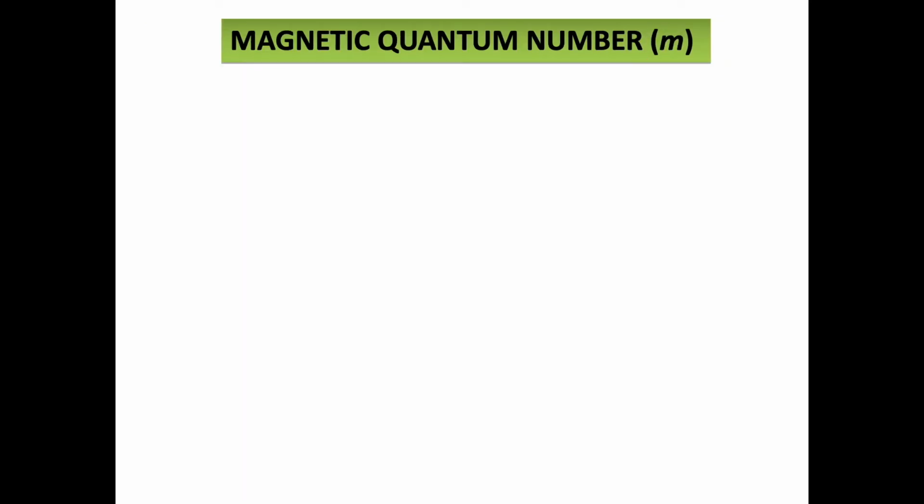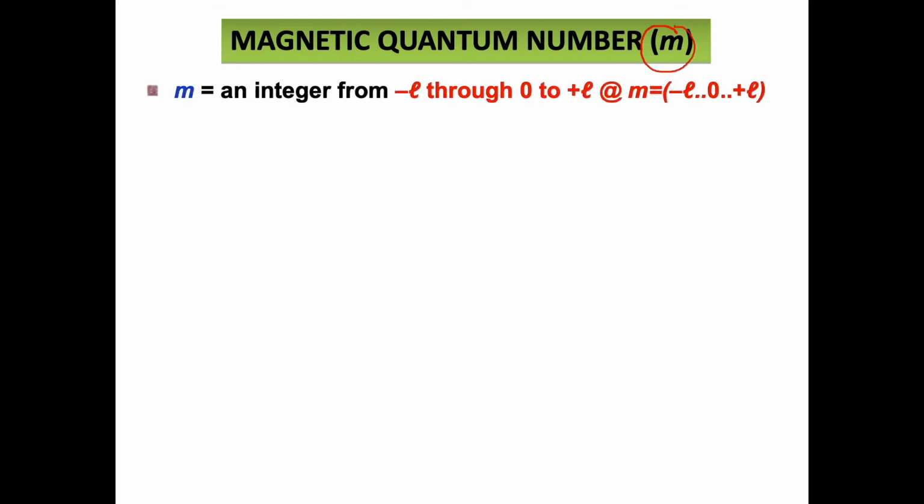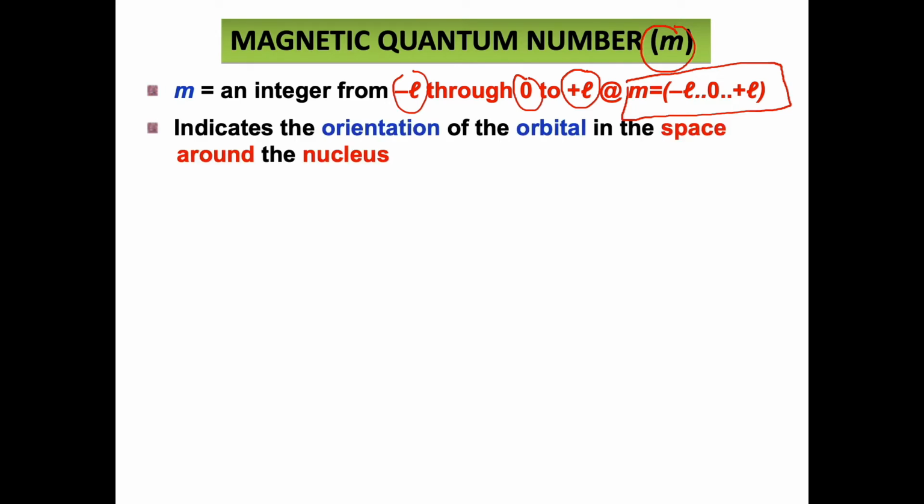The third quantum number is the magnetic quantum number, and it is denoted as small letter m. The value of m will be an integer from negative l through 0 to positive l, or simply remember m is equal to negative l, 0, plus l. The m indicates the orientations of the orbital in the space around the nucleus.